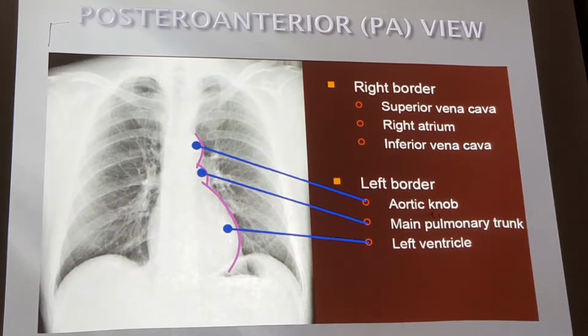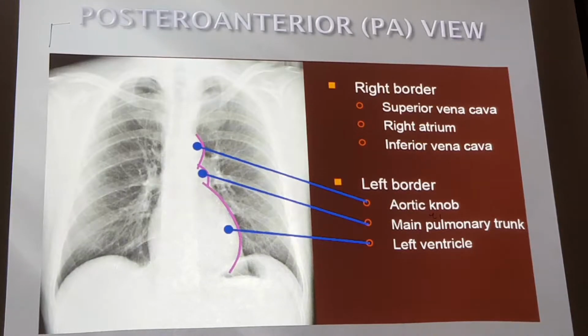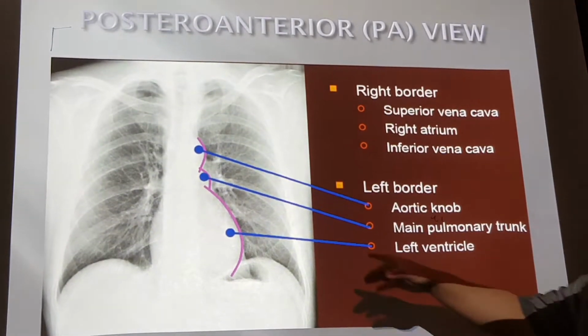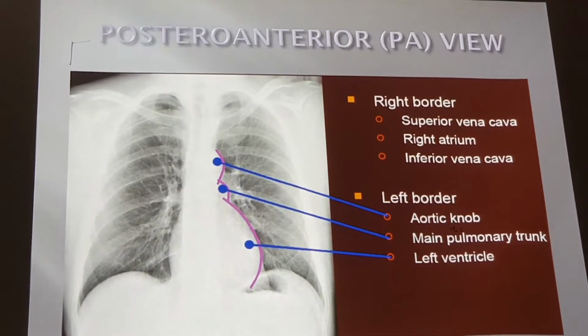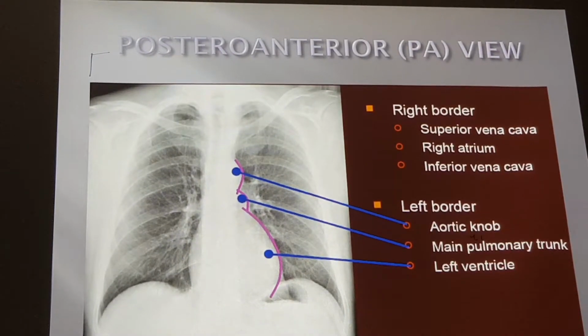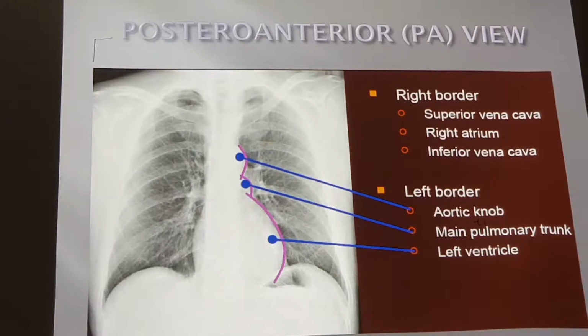On the left side, on the upper, superior portion, that's the border, the area of the aortic valve. Then that's your main pulmonary trunk, then your left ventricle. So these are the bulges that you will see on the frontal projection of the chest.